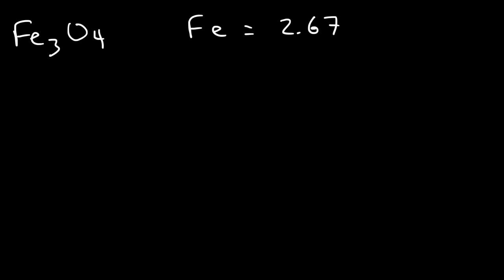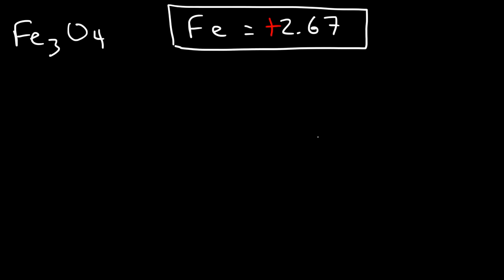Now keep in mind, an individual iron atom cannot have a charge of 2.67. It's usually a whole number, like positive 2 or positive 3, because electrons and protons basically have whole-number charges. An electron has a charge of negative 1, a proton has a charge of positive 1. So a typical ion won't have a decimal charge. So what does it mean that the average oxidation state is 2.67? What is meant by that?